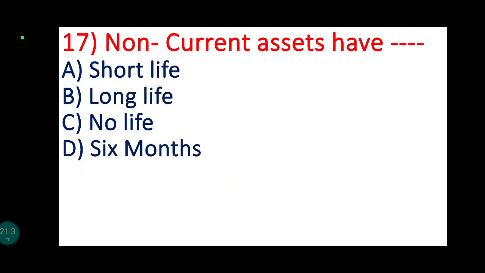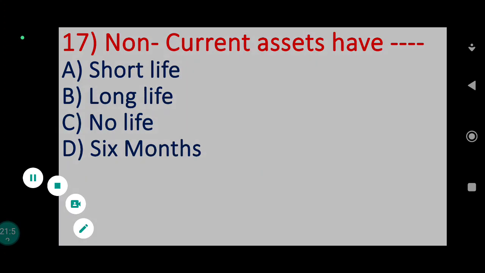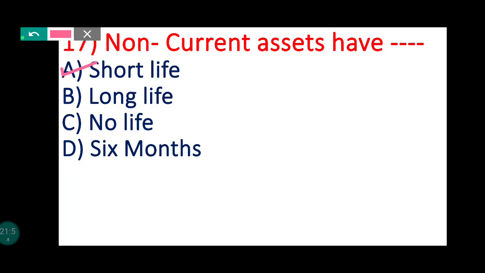Point number 17, non-current assets have. So the answer is short life. Okay, non-current assets have short life. It is not like no life or long life, but short life. Answer is A. And current assets have long life, like machinery, land and building.